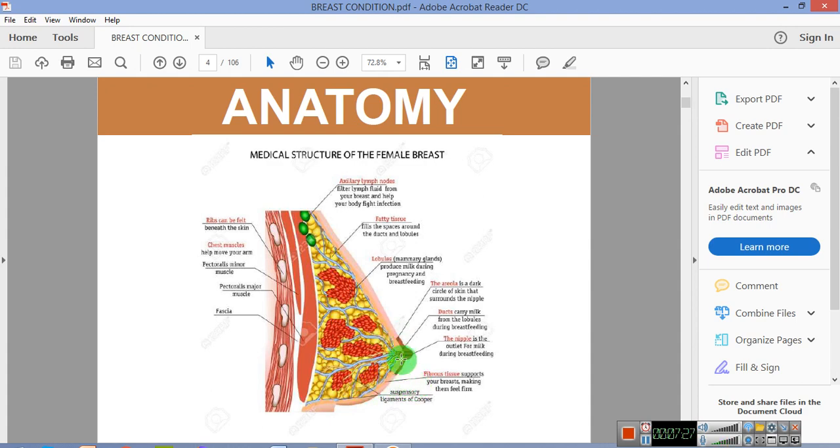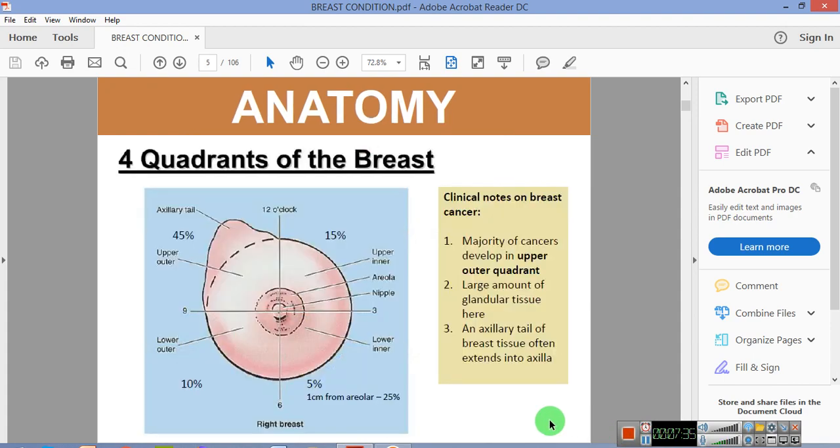Then this is the action of muscles. Okay, thank you very much. Hereafter we will talk about the four quadrants of the breast.